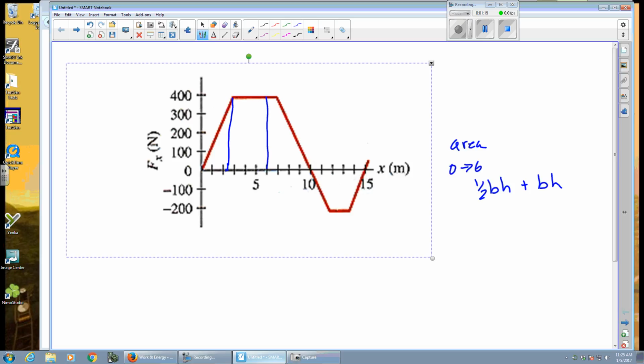For B, you're going to have positive work for the first part and negative for the second. Did you do that? Yeah, so you use the first part minus the second.